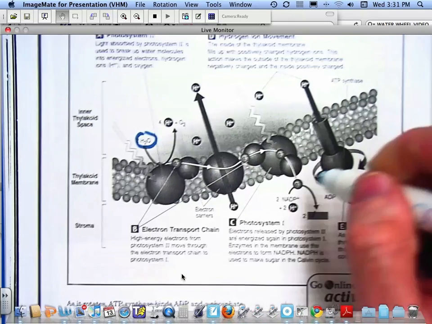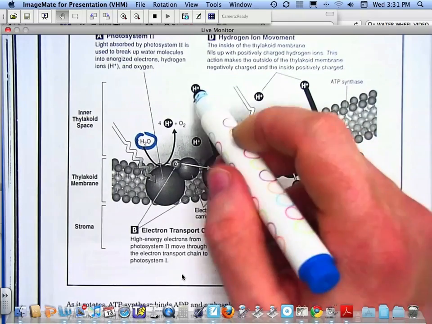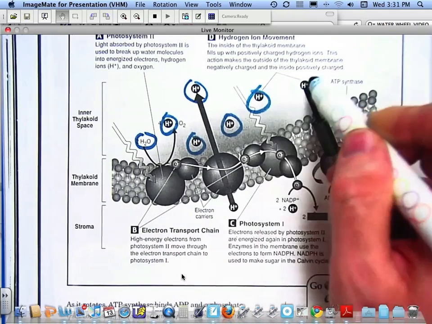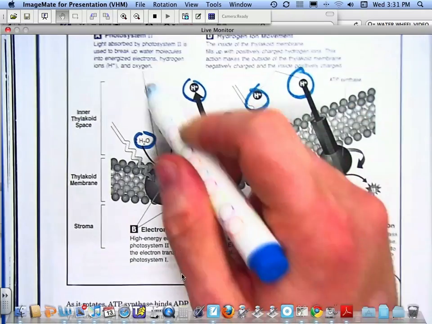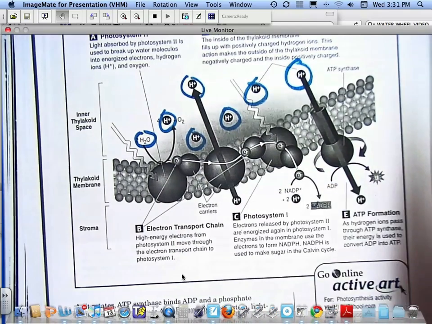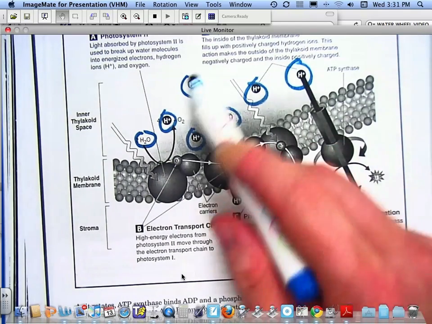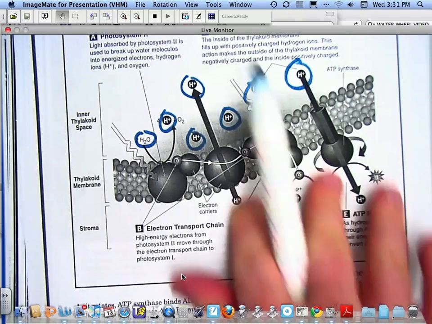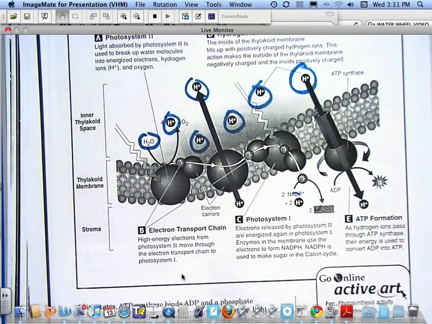As they move down, what you're going to see happening is protons, these hydrogen ions, being pumped in to the thylakoid membrane space. You see that? How there's 1, 2, 3, 4, 5, 6 protons out here and only 3 protons out here. That's because they're being pumped into the membrane. Let's keep reading.